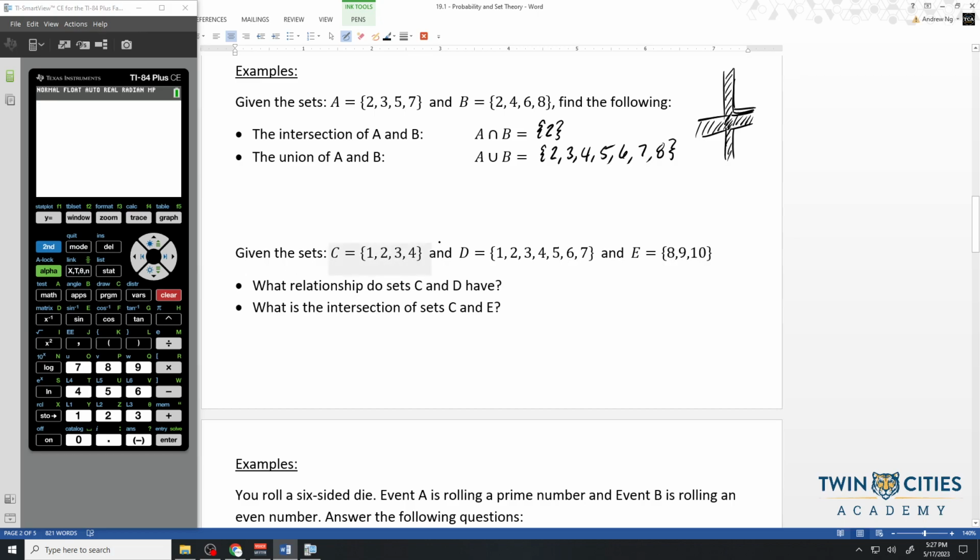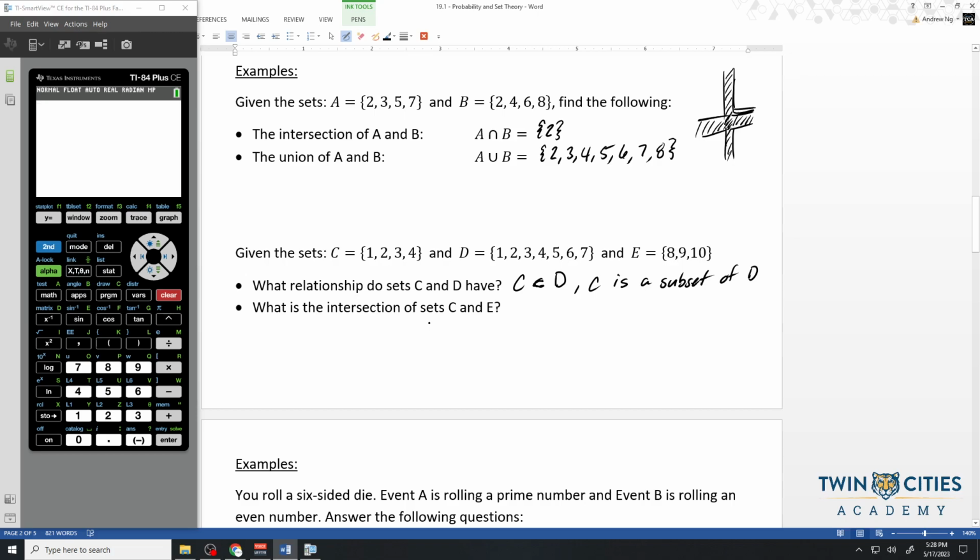What about sets C and D? C is 1, 2, 3, 4, and D is 1, 2, 3, 4, 5, 6, 7, and I've also got E here, 8, 9, 10. What relationship do sets C and D have? C is 1, 2, 3, 4. D is 1, 2, 3, 4, 5, 6, 7. So everything in C is in D. C is a subset of D. I would say C is a subset of D. In words, say C is a subset of D.